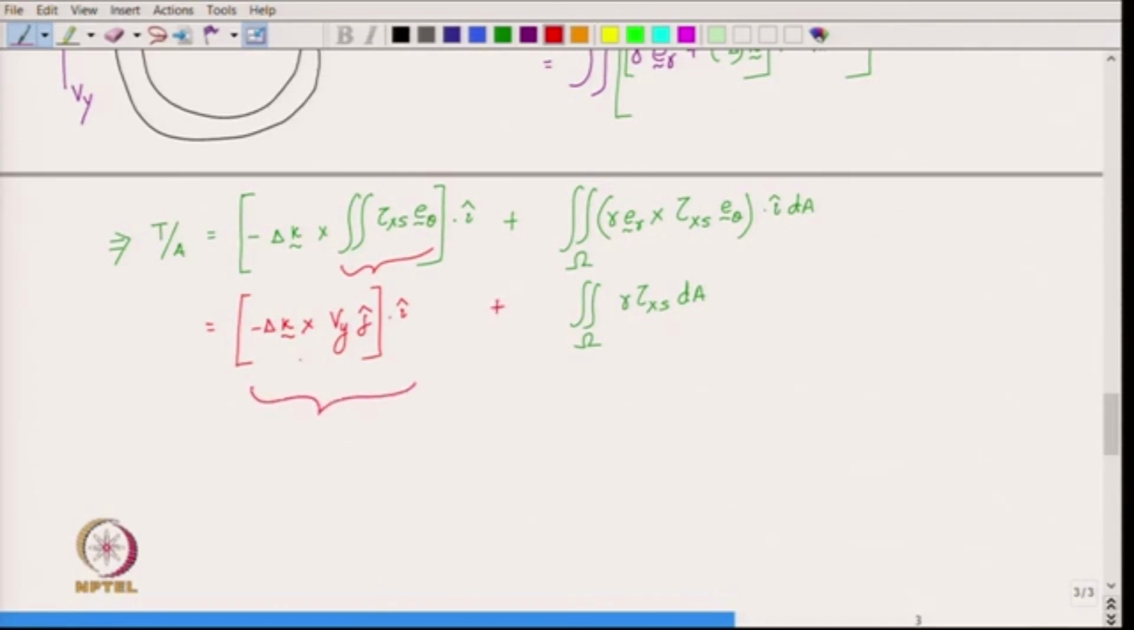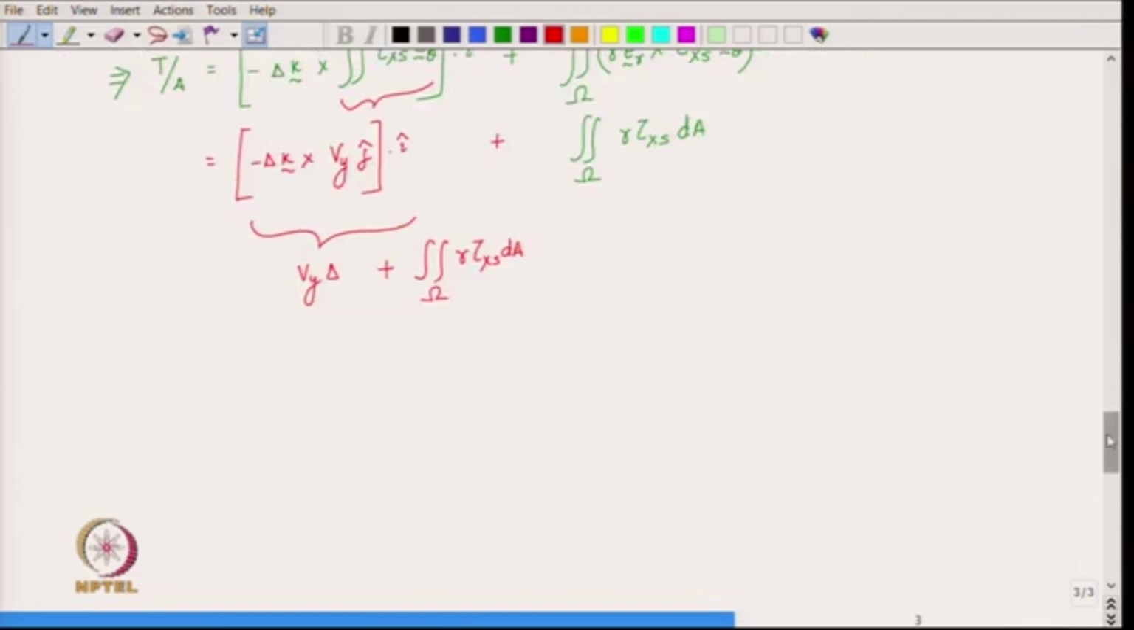Now, what is this whole thing? So, k cross j is negative i, dot with i, you get negative one. So, you have one more negative here. So, it is finally V y times delta plus the integration over the cross section r tau x s dA. Okay. Let us now use the thin tube approximation. If it is thin, then we know that tau x s does not vary through the thickness of the cross section. So, in that case the integration gets simplified.